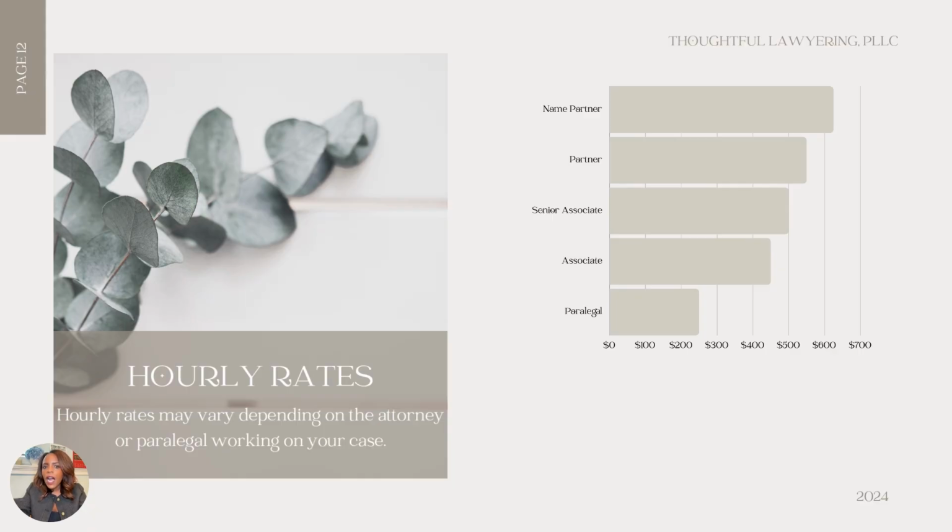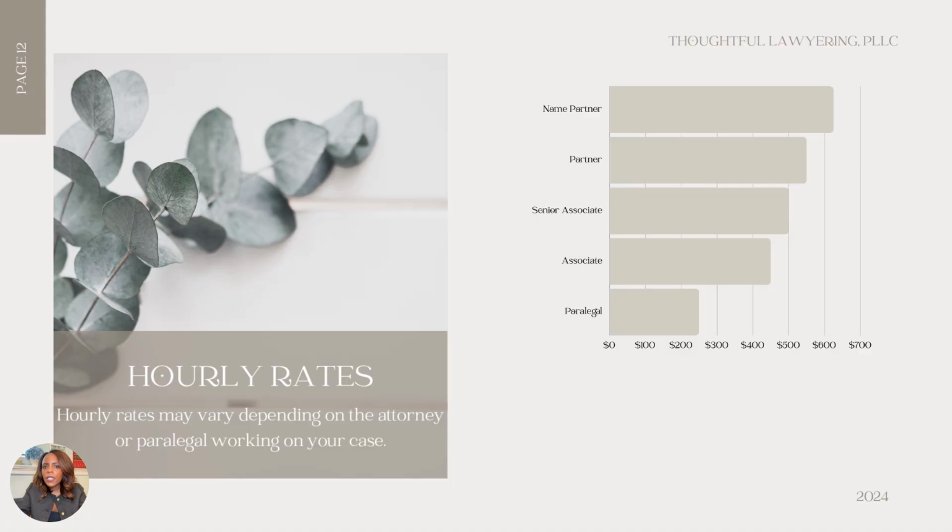Law firms have a hierarchical structure, with named partners at the top, followed by partners, associates, and paralegals. In this chart, you'll see examples of different hourly rates for paralegals, associates, senior associates, partners, and named partners. Let me explain the experience levels of each. In my example, a paralegal may be billed at $250 per hour. It's important to note that while paralegals may be billed at an hourly rate of $250, their actual compensation, including salary and benefits, is often lower.